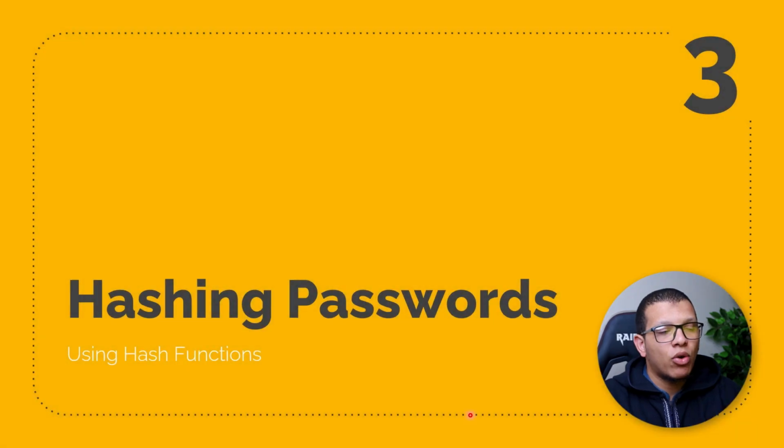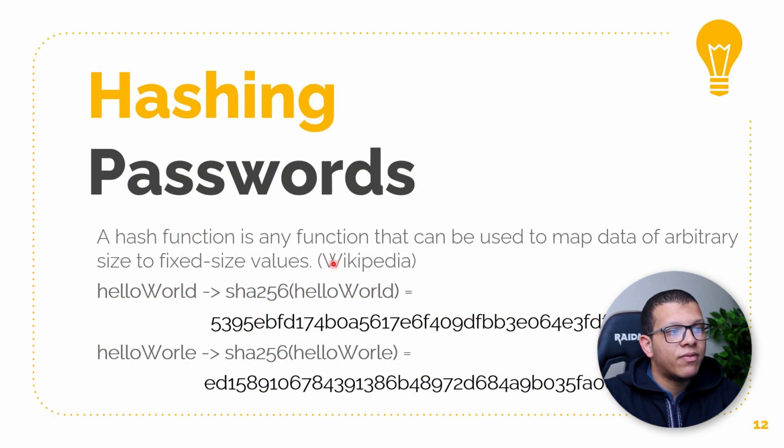So there is something called hashing. Hashing is a one-way function. There are algorithms like the Secure Hash Algorithm, and there is MD5, a common algorithm. So hashing is a function that can be used to map data of arbitrary size to fixed size values. So we have this SHA-256. If you do hello world, it will give you a random-looking thing. Here is the catch. With this, I can't go back to the hello world.